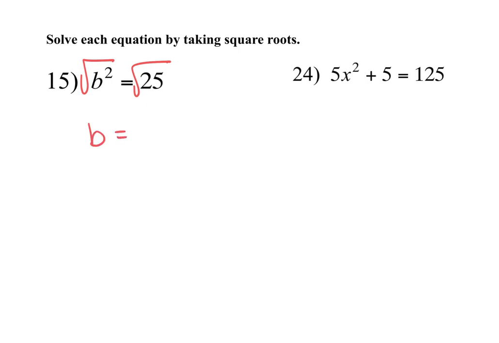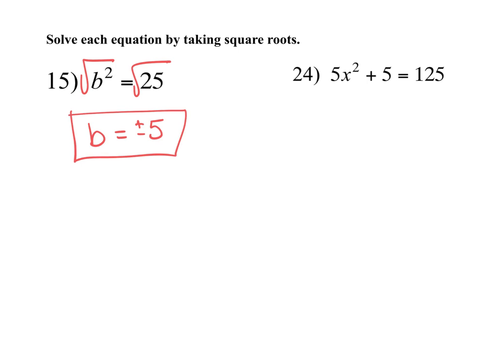Remember, though, what is the square root of 25? 5, right? But because there is a variable involved, what do I need to worry about here? Positive and negative 5 could work, right? Anytime you take the square root with the variable, you have to consider the positive and negative root. Negative 5 squared is 25. Positive 5 squared is 25. And so your answer here would be positive or negative 5.